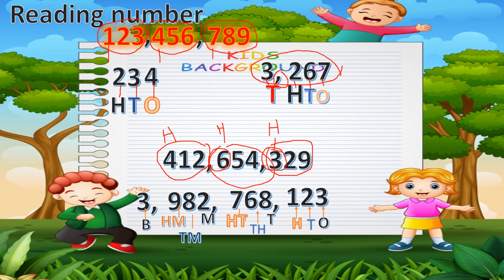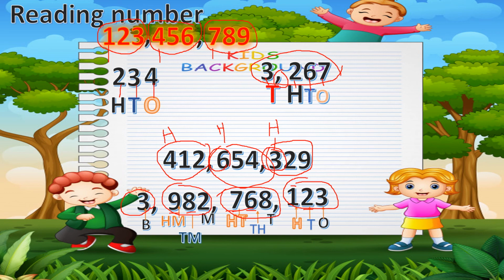Okay, this one is in the billions period. This one is the millions period, this one is the thousands period, and this one is the units period. Okay, remember that this is hundreds, this one is hundreds, this one is hundreds, and these ones are tens. Okay, but different periods. Okay, we're going to read.